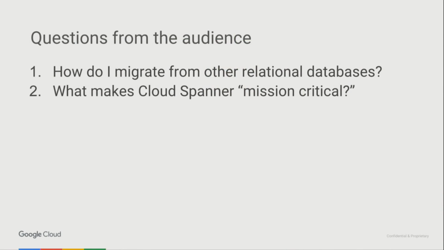Next question. How do I migrate from other relational databases? Great question. Right now, as I said, if you have a simple schema, it should be fairly simple to take that schema and translate it into Cloud Spanner DDL and a Cloud Spanner schema, and then write data into it, right? I know it's a huge and manual process, and I totally understand that.